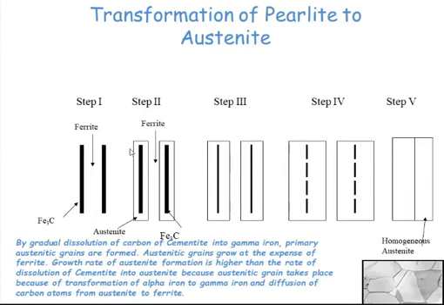We discussed in the previous module how austenite transforms into pearlite, but here we'll discuss how pearlite transforms into austenite during heating. You just look at this diagram and read the statements which are provided there.